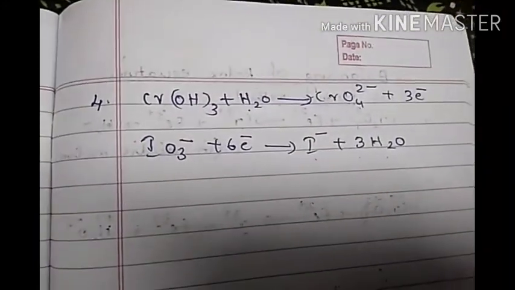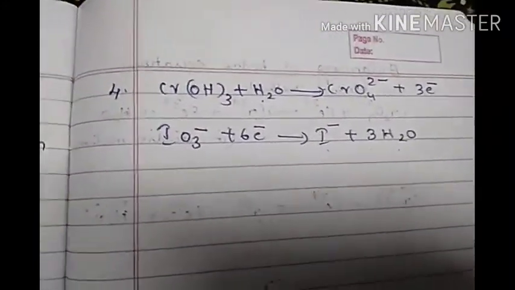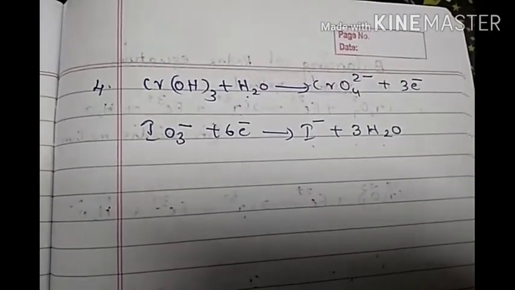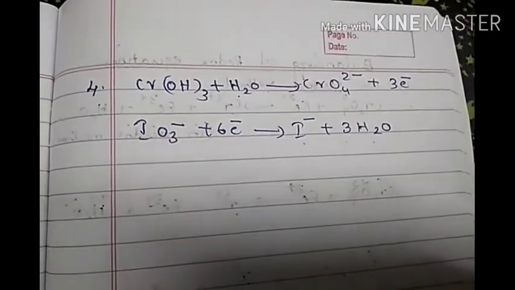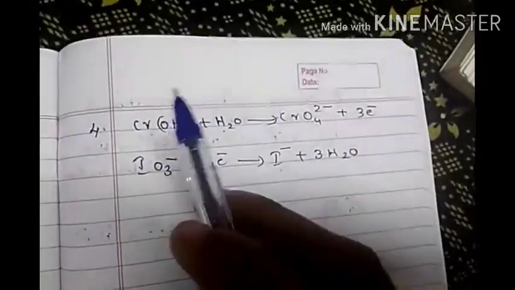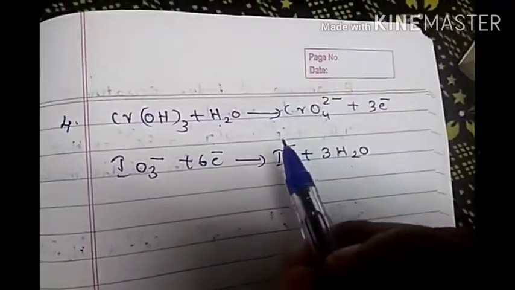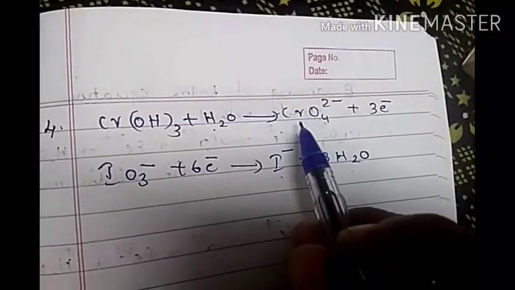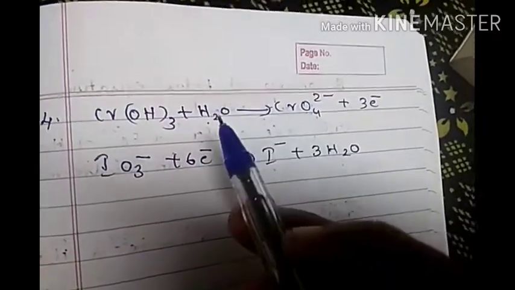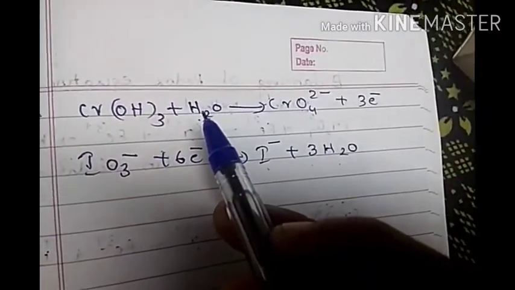Now we have to balance the number of hydrogen atoms. Since this reaction is taking place in the basic medium, we have to do it in another way. That is, first we have to find out which side is deficient in hydrogen atoms. In that side we have to add an equal number of water molecules. Then in the opposite side we have to add an equal number of OH minus ions.